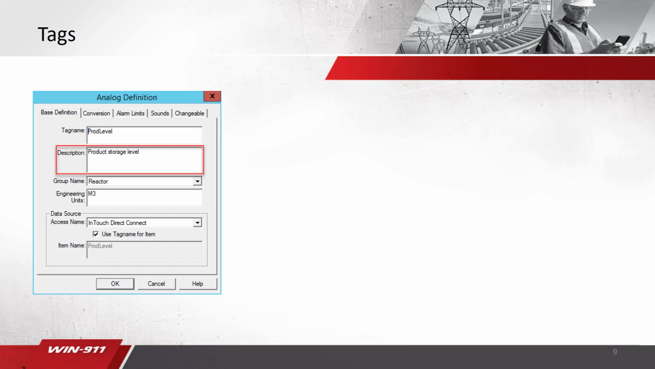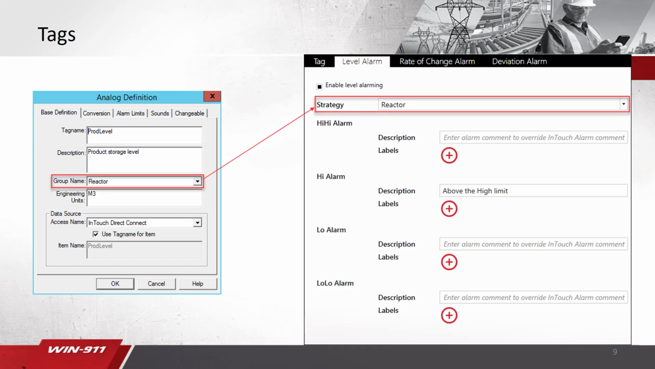If you want to have a custom alarm comment, you are able to do that on the tabs where you enable individual alarms. So if you want a custom comment for your level alarms, you can go do that. If you want a custom comment for rate of change alarms and so on, you can go manually type those in. Group name: groups become strategies. I have clicked to the level alarm tab of the tag we were just looking at, and you can see all these level alarms are assigned to the strategy called reactor. So a group turns into a strategy, and that is how that is mapped.